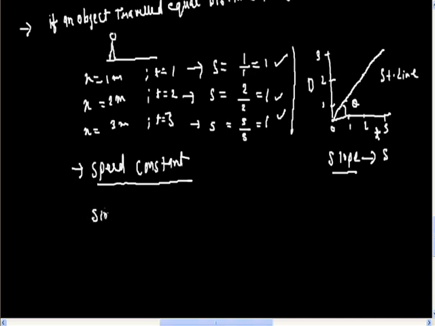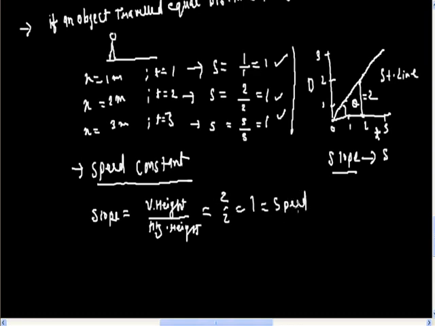Let's see, the slope of any line is vertical height upon horizontal height at any instant. Let's say it is at this position. The vertical height is 2 and the horizontal height is 2. Then 2 upon 2 is equal to 1. That is the speed, so with the help of the graph we can calculate the speed of the motion.